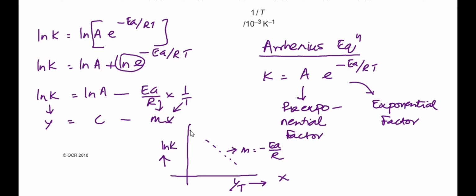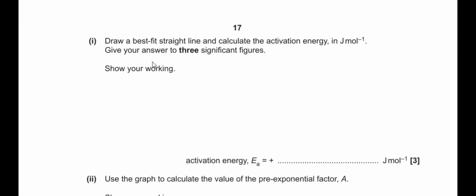Okay, the point at which it will meet the y-axis is ln A, from which we can calculate the pre-exponential factor. Therefore, in order to find the activation energy, let's say minus EA over R, which is the gradient of the line, that should be equal to the m, where it will be y2 minus y1 over x2 minus x1.